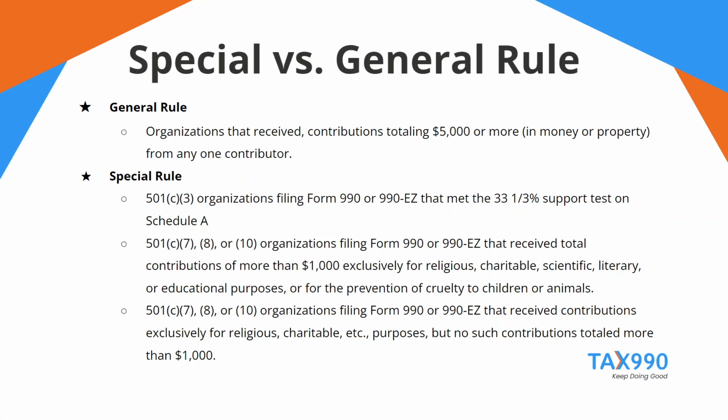Now, a 501(c)(7), (8), or (10) organization that received total contributions of $1,000 exclusively for religious, charitable, scientific, literary, or educational purposes, or the prevention of cruelty to children and animals, would qualify for special rule number 2. If you fall into that 501(c)(7), (8), or (10) category and you did not exceed $1,000 in contributions, but you fall under this exempt status, you would qualify for the third special rule option.